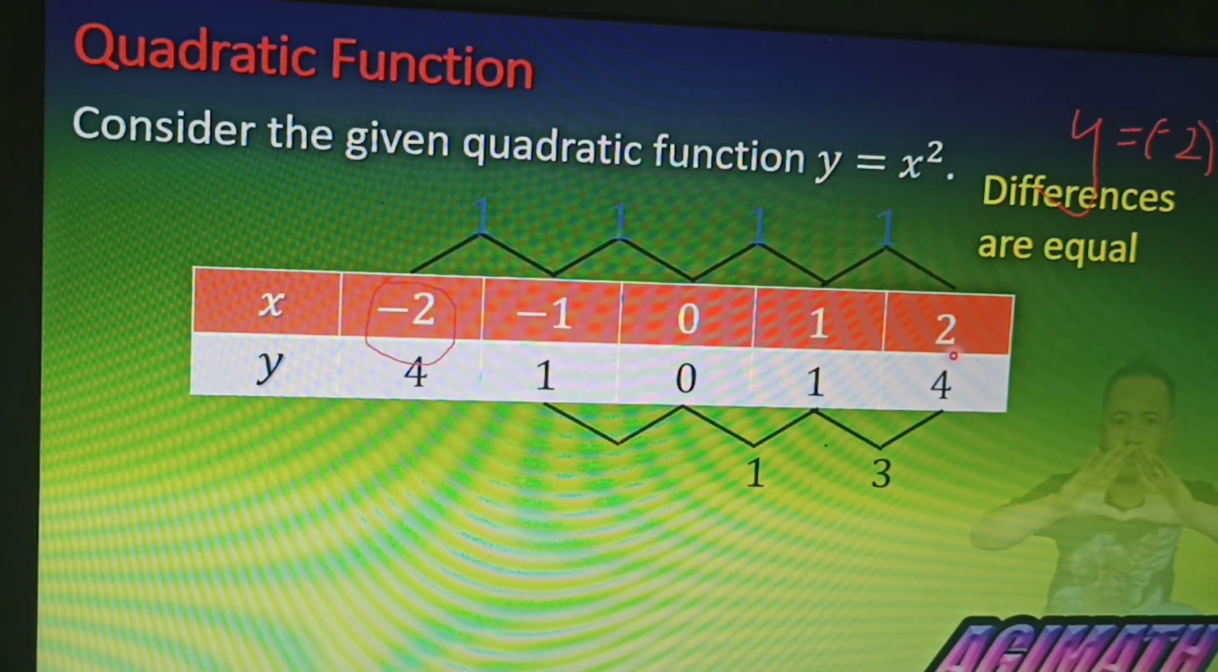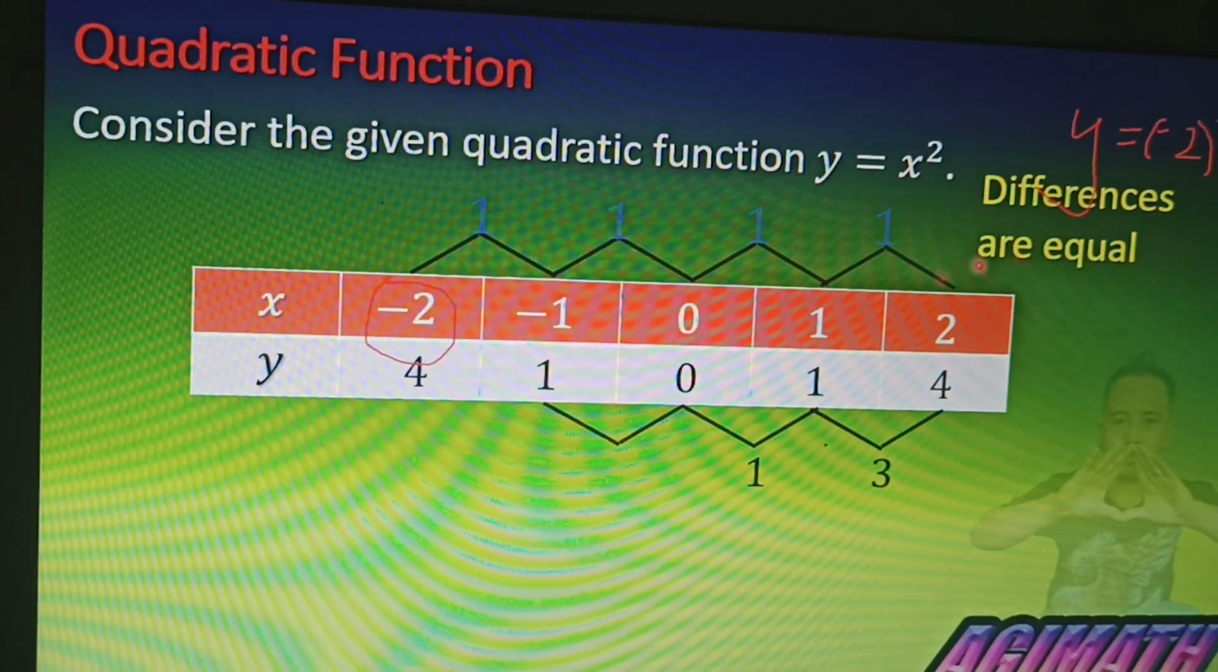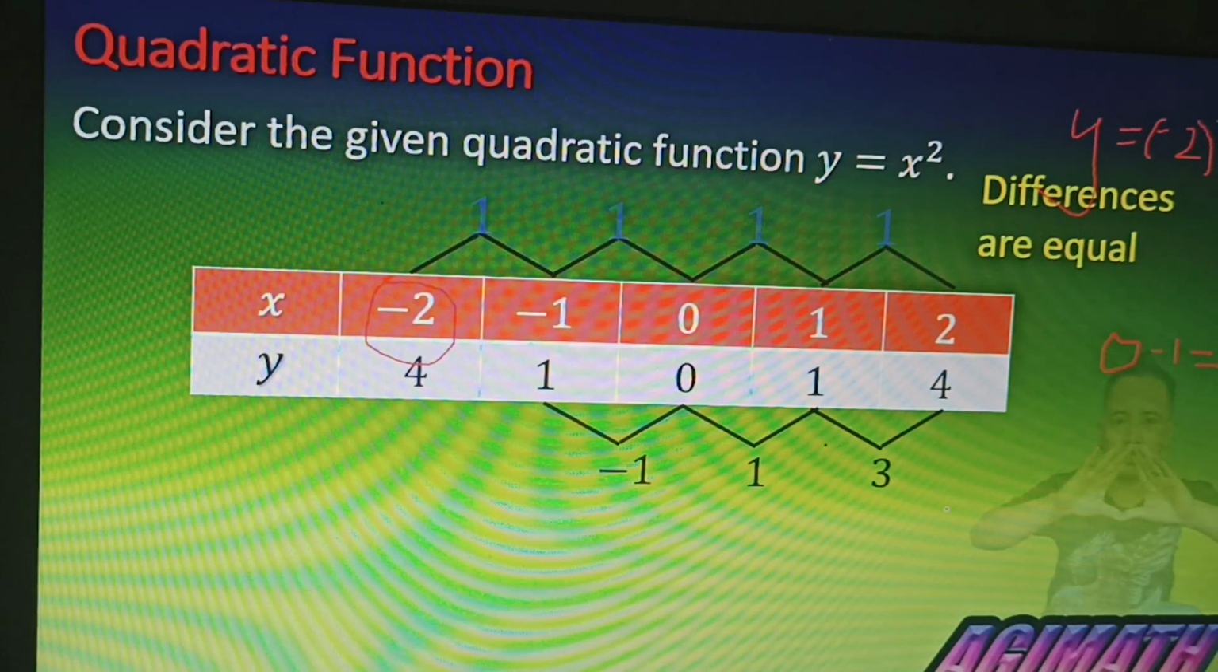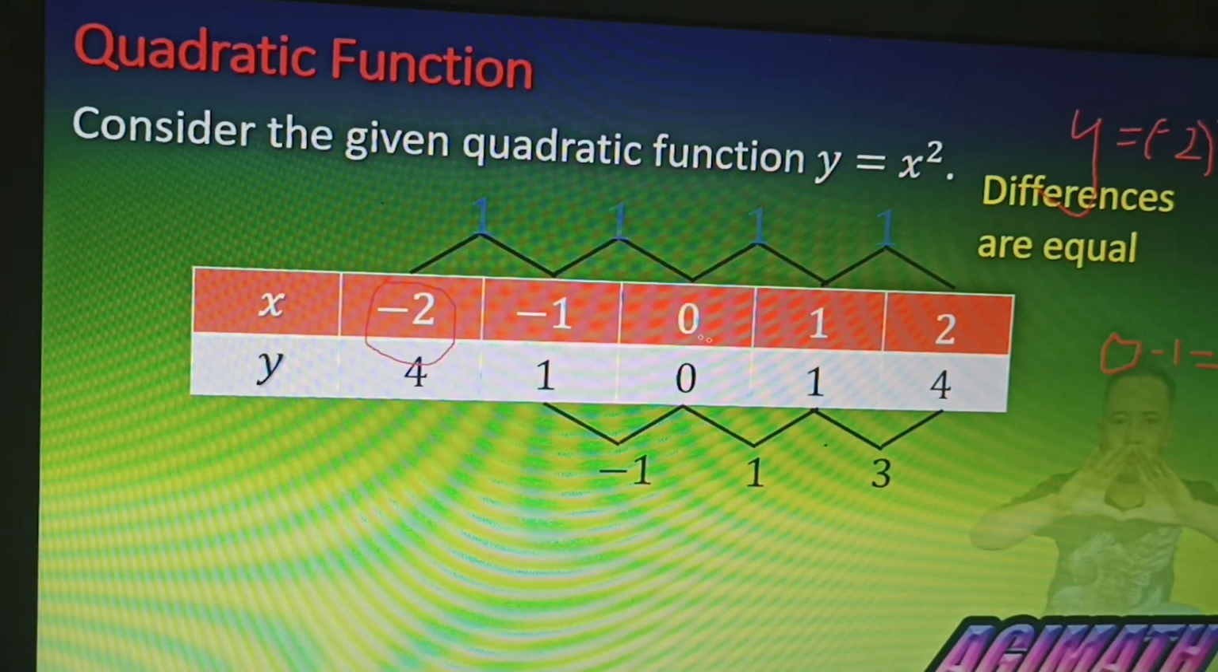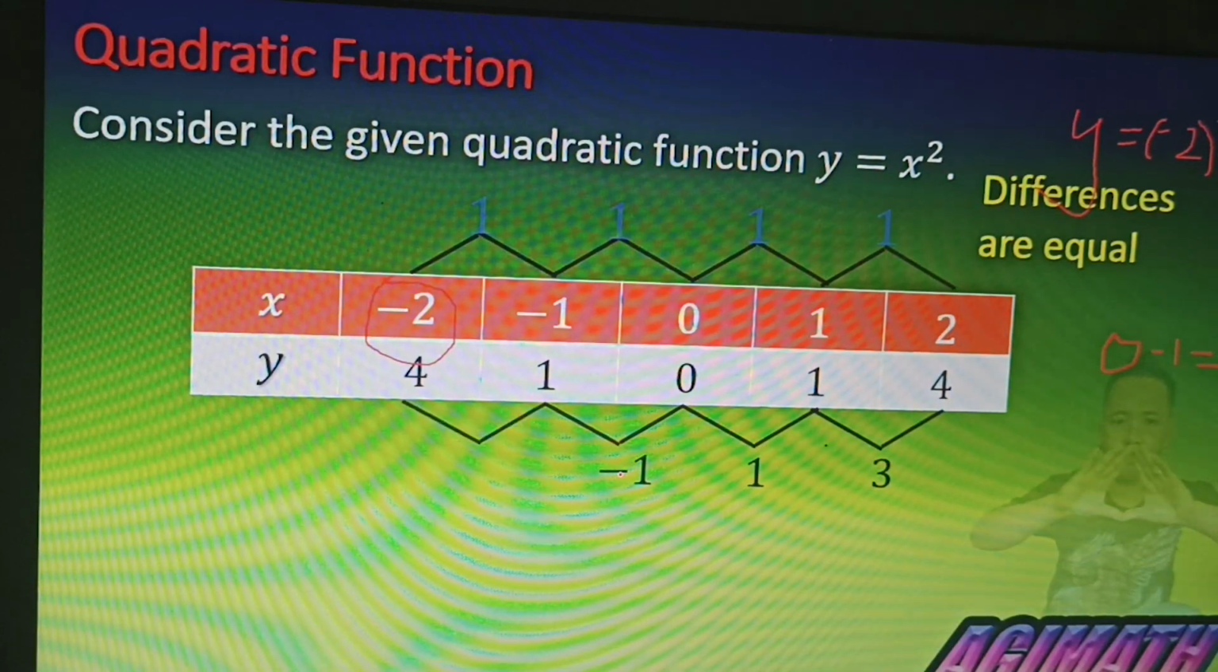0 minus 1. You should be careful on this. When you have 0 minus 1, that is equal to negative 1. It should be negative 1 because what I encountered, some will just answer 1, and with that, you cannot find the pattern. 0 minus 1 is negative 1, 1 minus 4 is negative 3. So, in this lesson, operating on integers is very important. That's why it should be mastered during your grade 7.